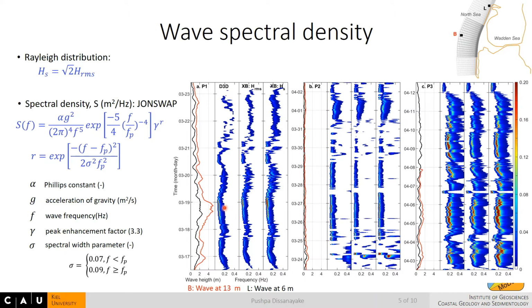Here we can see the second panel and the third panel seem to agree, and here the second panel and the last panel seem to agree, and here also the second panel and the last panel seem to agree, and here we can see lower spectral density.